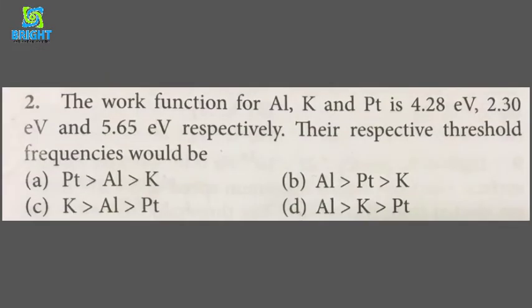We get to one more question. The question is like this. The work function for aluminium Al, potassium K and platinum Pt is 4.28 electron volt, 2.30 electron volt and 5.65 electron volt respectively. Their respective threshold frequencies would be.